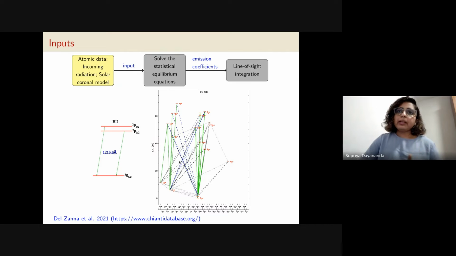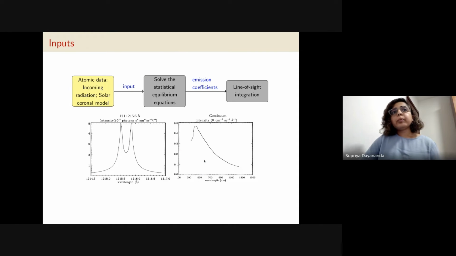All the atomic data in P Corona comes from Chianti, the latest model of Chianti that is available. So the next input parameter is the incoming solar radiation as seen by the coronal atoms. For forbidden lines, which are in the IR, it's fairly simple. The underlying emission is usually in the continuum, like here in the right panel.